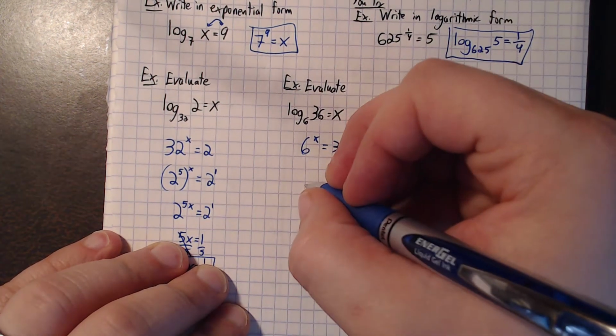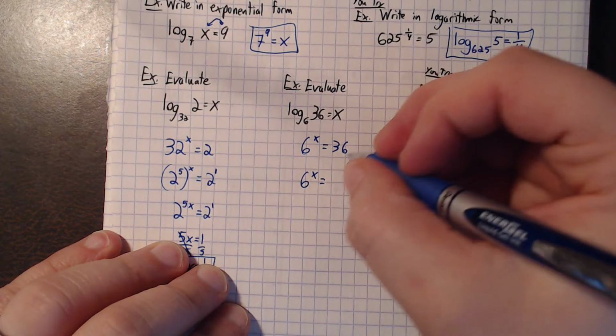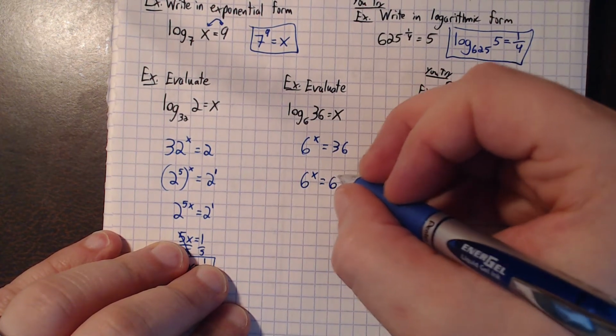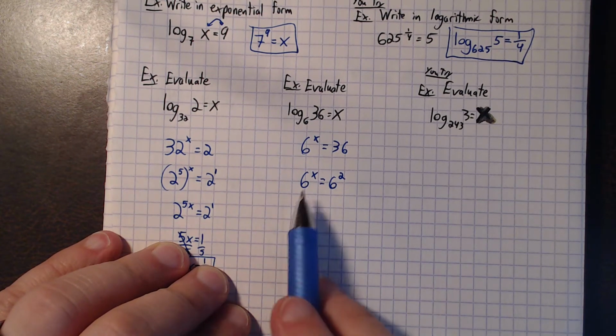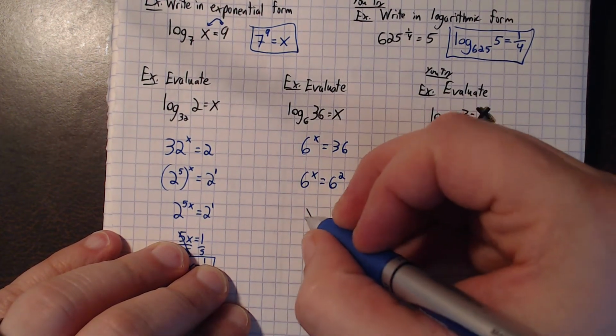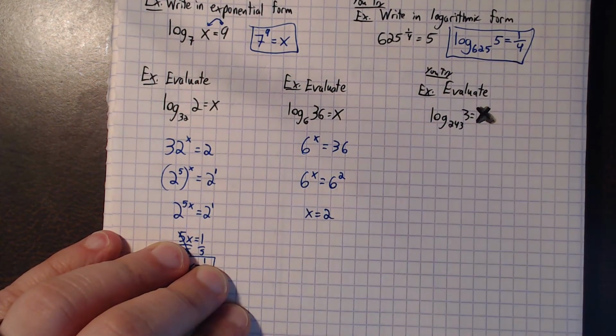Alright, well the 6 isn't going to change, but that 36 we're going to rewrite as 6 squared. Now that we have the same bases, we can just work with the exponents. Here we get x equals 2. Not much else we can do with that problem.